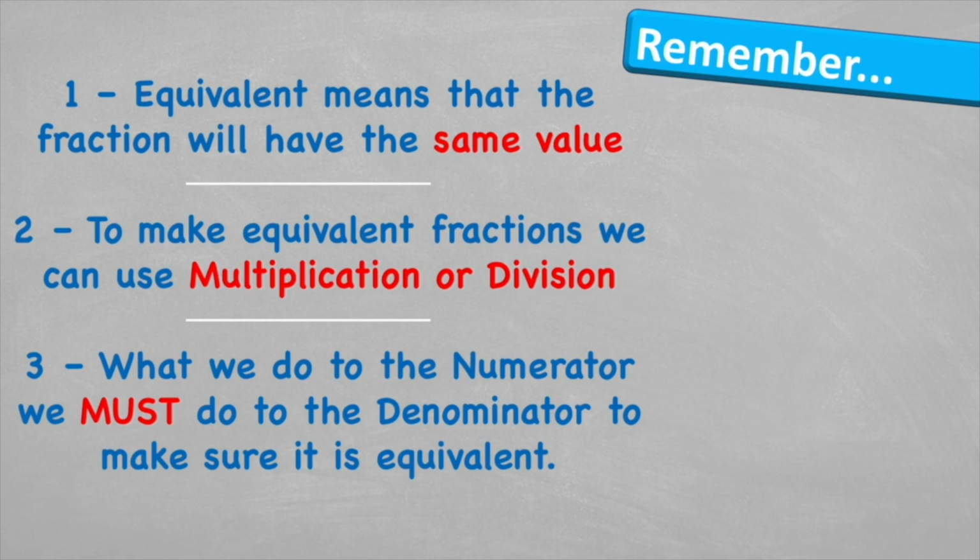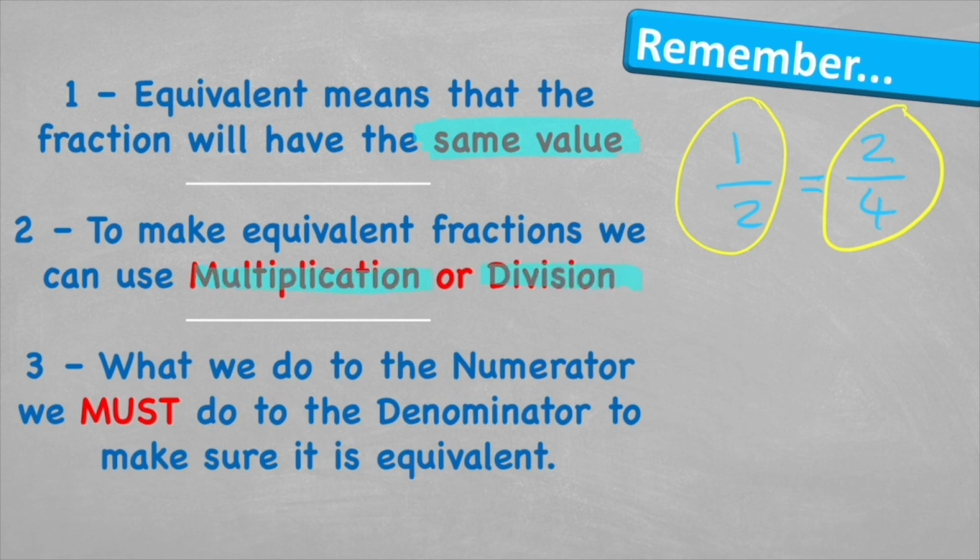Equivalent means that the fraction will have the same value. For example, 1/2 has the same value as 2/4. If someone said to you, do you want 1/2 of my pizza or 2/4 of my pizza? It doesn't matter because it is the same. It just looks different. To make equivalent fractions, we can use multiplication or division. But remember, whatever we do to the numerator, we must do to the denominator to make sure it stays equivalent.